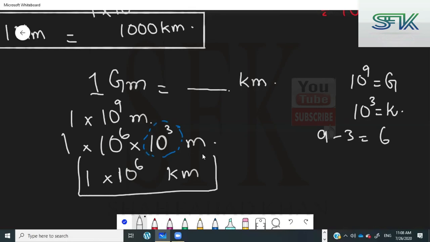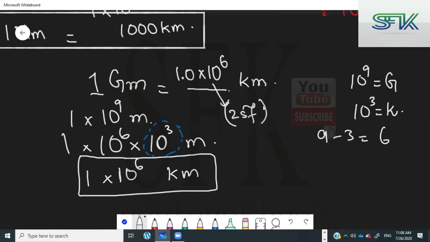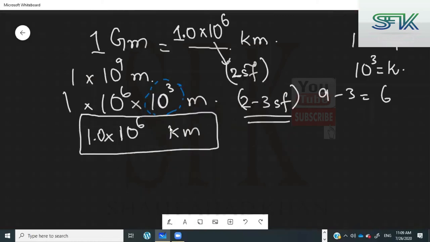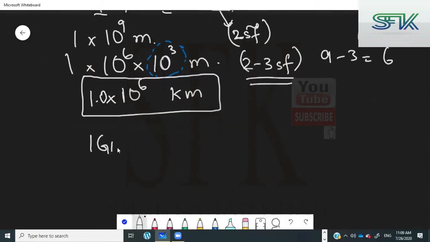And by the way, you don't need to convert it into zeros. You can leave it in this form, 1.0 times 10 raised to the power of 6. Why have I placed a 0 over here? Well, I've given this answer to 2 significant figures. Why have I given this to 2 significant figures? Usually the examiner asks you to give the answers to 2 to 3 significant figures, so that's why. You might know this from your previous knowledge of math, that whenever a 0 is written after the decimal, it's significant. You can write it as 1.0 times 10 raised to the power of 6 kilometers. So 1 gigameter actually means 10 raised to the power of 6 kilometers.